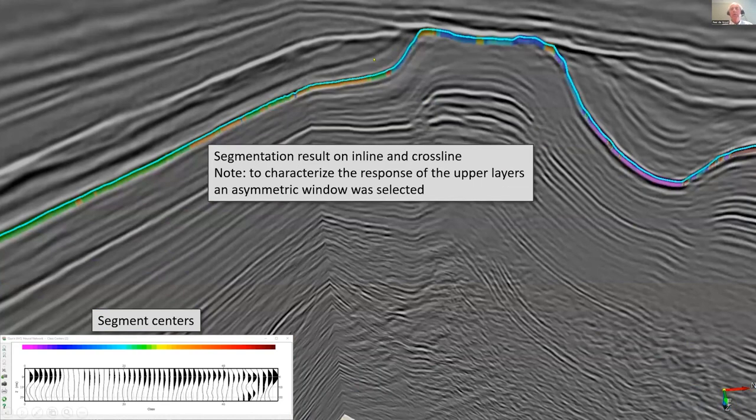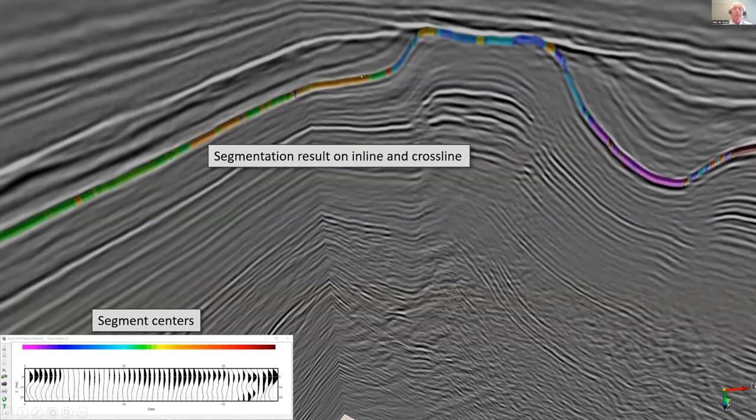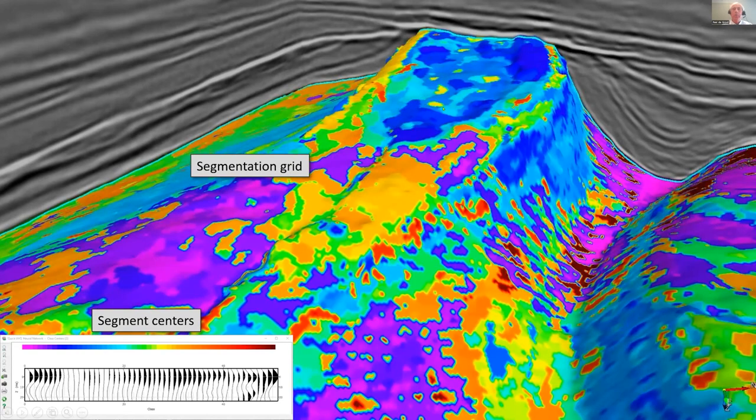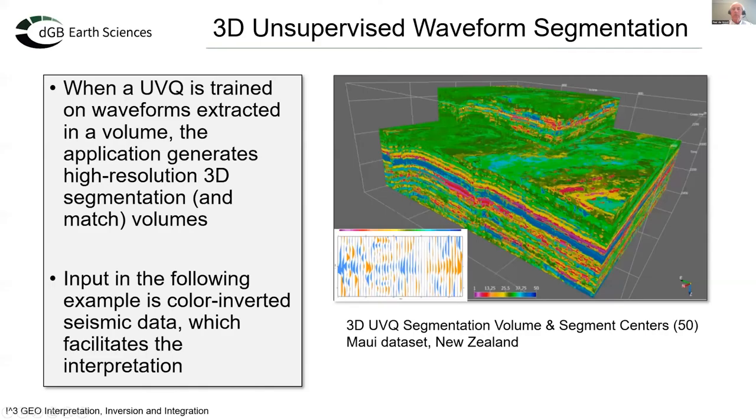Note that in this particular case, because we wanted to say something about the Holland formation, and we have mapped the top of the Holland, our waveform, the trace segment, is extracted not symmetrical around this top Holland interpretation, but slightly above, but mainly below it. And here we see the entire clustering along the seismic inline and crossline. Again, we need to interpret this. So that is the task of the interpreter.